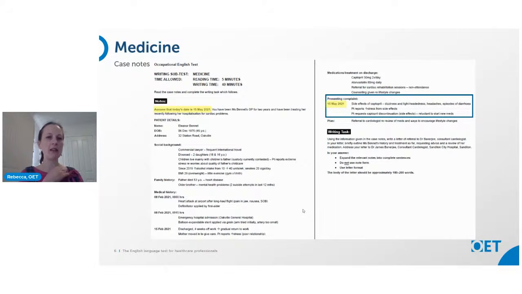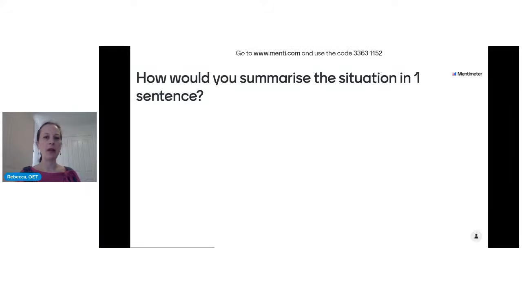From these 3 lines of case notes, how would you summarize the situation in 1 sentence? So I'm going to ask you to write out your own summary, just a 1-sentence summary. Have a look at those case notes either on your own copy or from the screen, and add the summary that you think explains those 3 case notes, what's happened today, into the poll. So how would you summarize the situation today in 1 sentence? I'll just give you a minute to think about that and add your ideas.